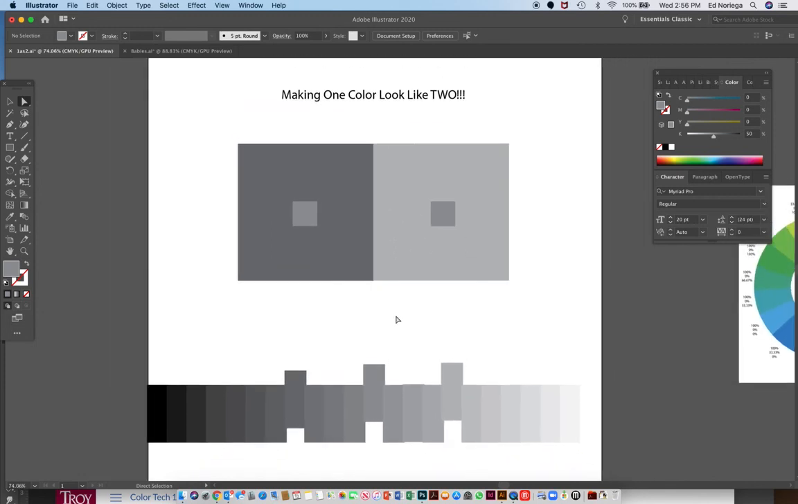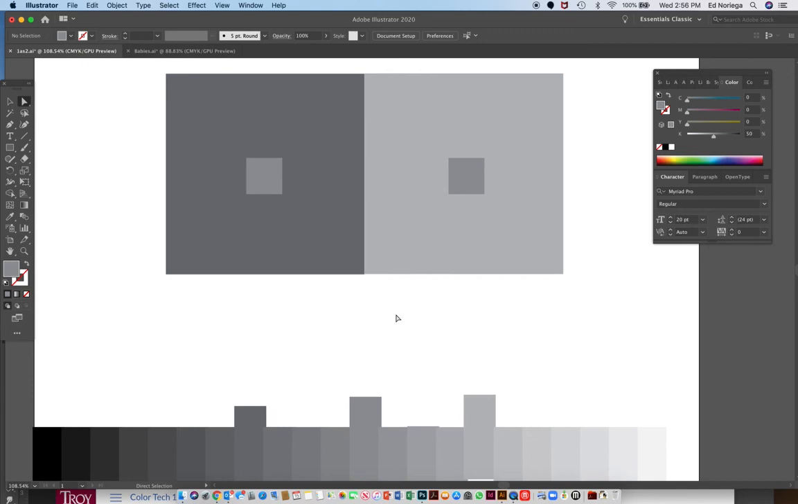On the next tutorial, I'm going to show you how to do this with color itself, and hopefully it will be a lot clearer to you and a lot more understandable.